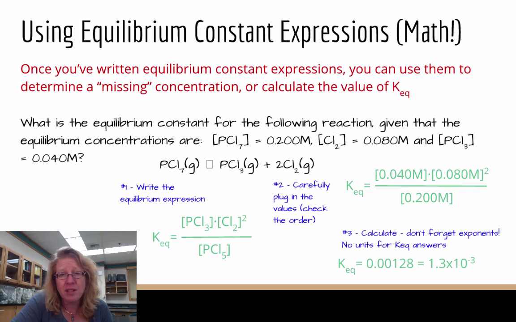I'm going to check for sig figs. It looks like I have 3 sig figs, 2 sig figs in 0.80, and then 2 sig figs in 0.40. So my answer here is written in 2 sig figs. It's 1.3 times 10 to the minus 3, or 0.0013 would also work, written either way. Again, no units for KEQ. So again, you're going to plug those numbers into your KEQ once you've written it, and then it's just a matter of algebra at that point and solving for your math problem.